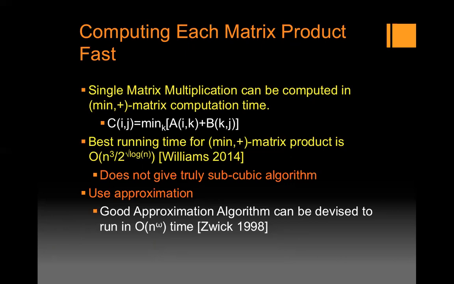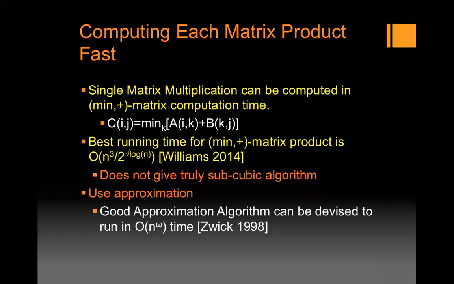But unlike normal matrix multiplication, for min plus product we do not know any faster algorithm than n cubed. And in fact, min plus product computation is equivalent in time complexity to all-pair shortest path. So if you believe in the all-pair shortest path conjecture, then there is really no faster algorithm for min plus product.